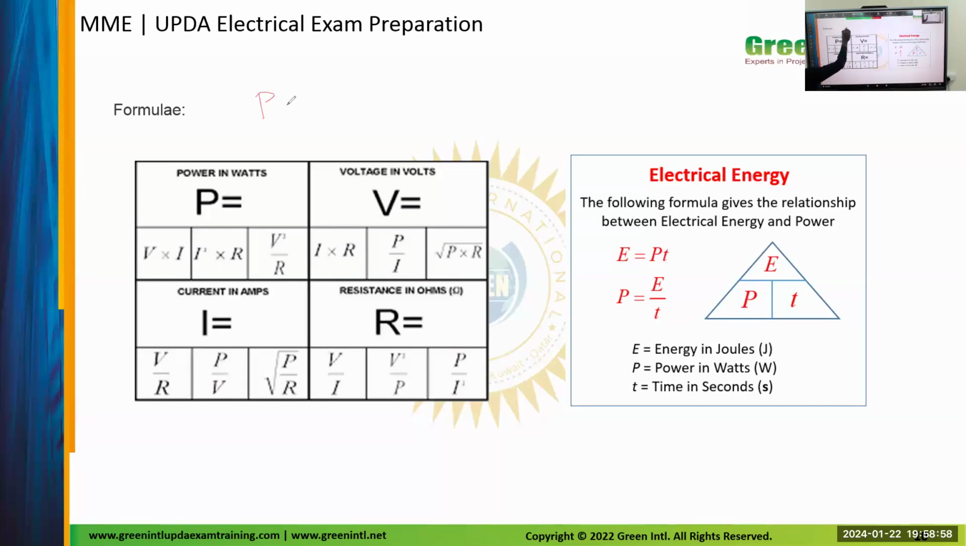So P is equal to voltage into current, and from Ohm's law, I is equal to V by R. So instead of I, we put V by R, which gives V into V by R, and we say V square by R. That's why we have this formula. In our exam, how the formula is derived, they didn't ask that. If we know the formula, we can save time. That's all.